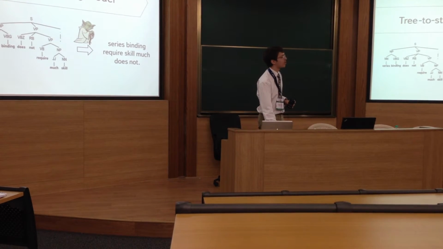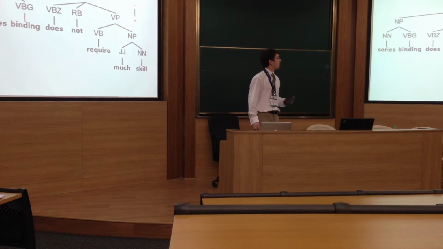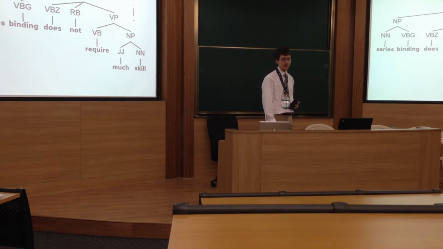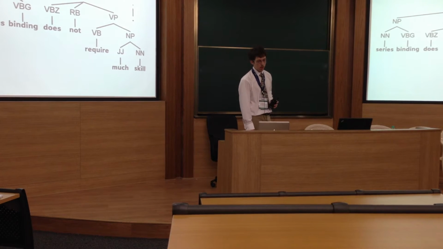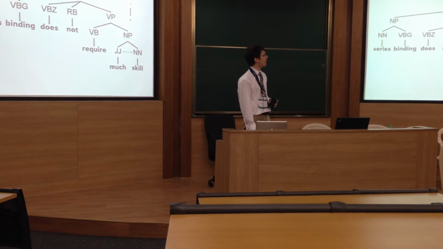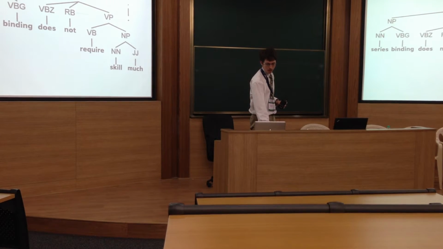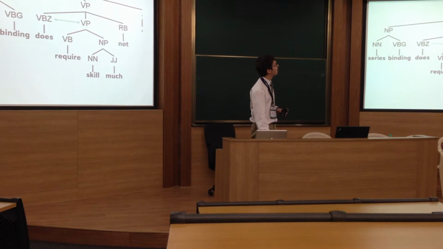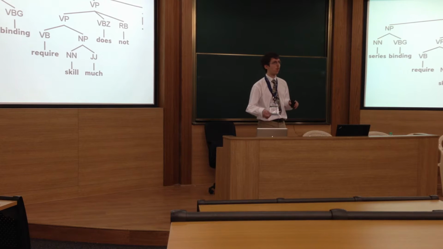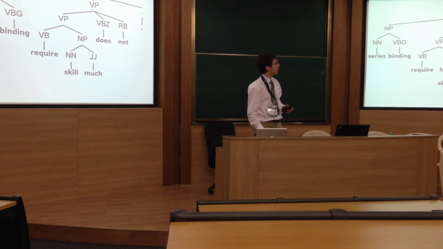So, how can a tree-to-string model actually help us? That's our original sentence, let's say. We want to make something like "series binding requires skill, much does not." So what we do first, we swap two nodes here, which correspond to "much" and "skill". We get a tree like this. Then we do another two swaps. They seem to be like one reordering, moving the higher VP node into the first position.